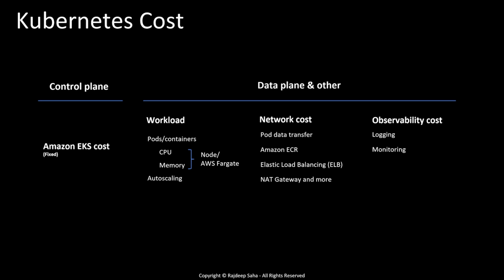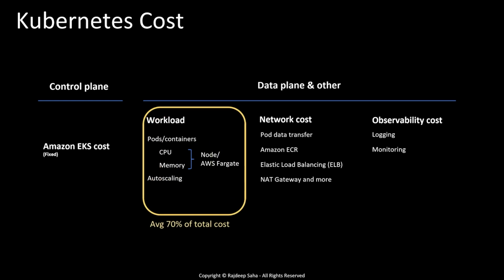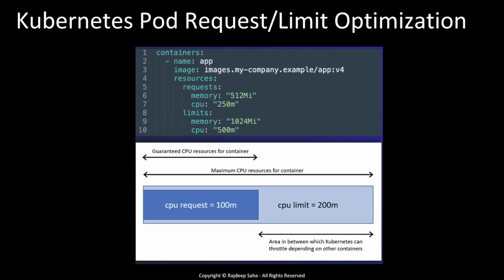Now, not all of these costs are the same. On average, 70% of total cost is on compute. So the interviewer will be interested to know more about how you would optimize this compute cost. All right, so how do you optimize the compute cost? Mention a sample pod specification file. In this pod specification file, under requests, we are allocating 512 megabytes of memory and 250 millicore of CPU, and then we have some limits.